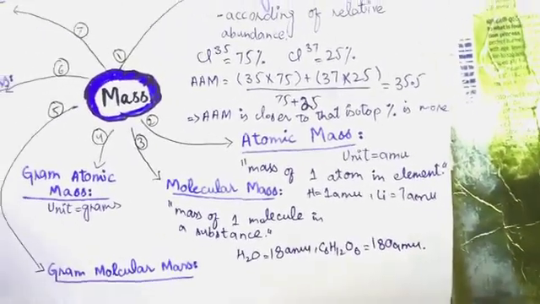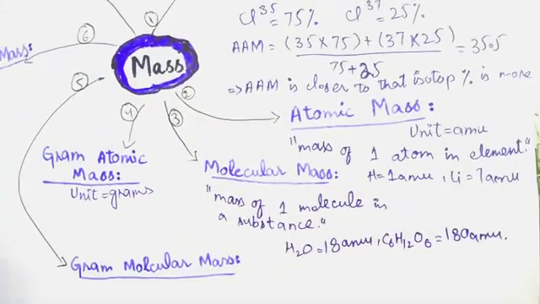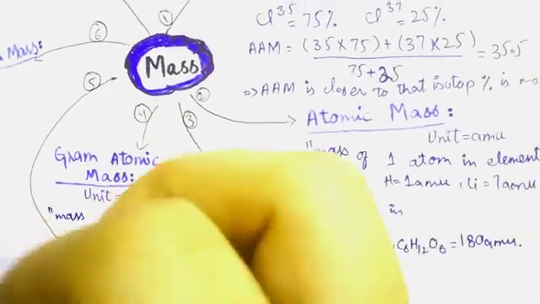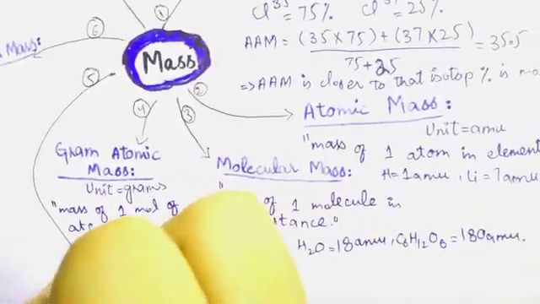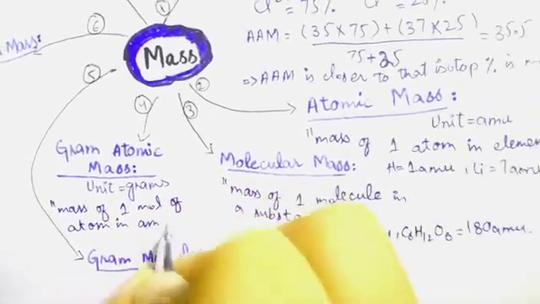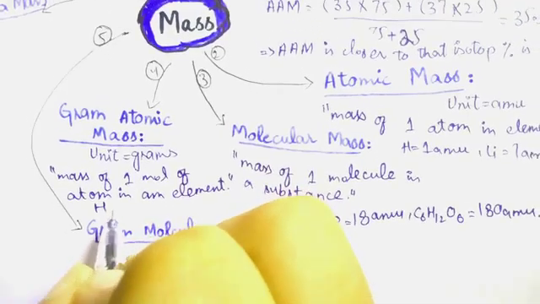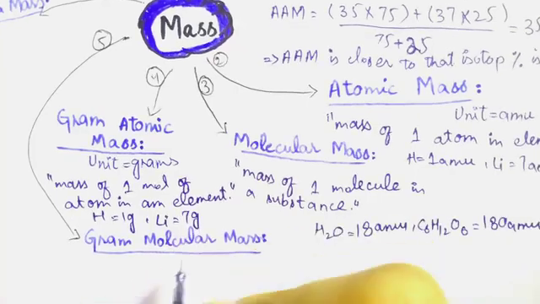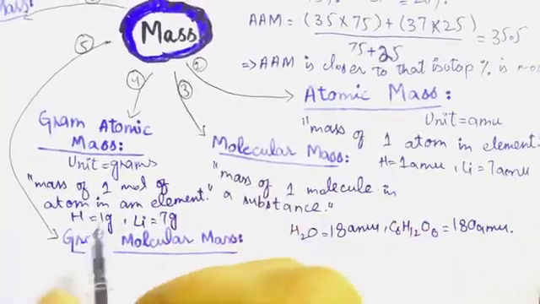And now we will discuss gram atomic mass. Gram atomic mass unit is grams, and it is defined as mass of 1 mole of atoms in an element. Here hydrogen is equal to 1 gram, or lithium equals 7 gram. It's just like atomic mass, but the units are different.